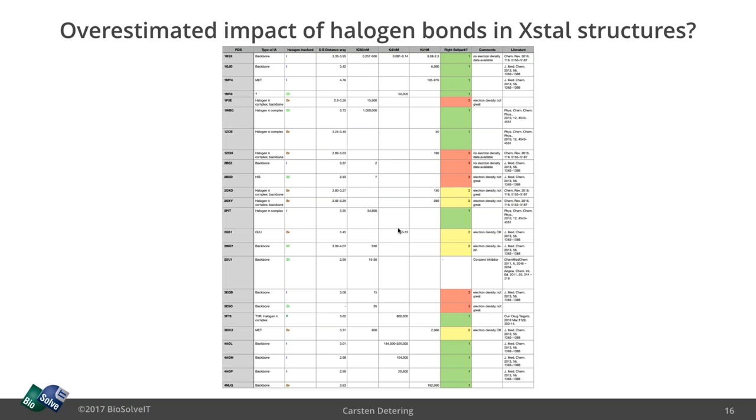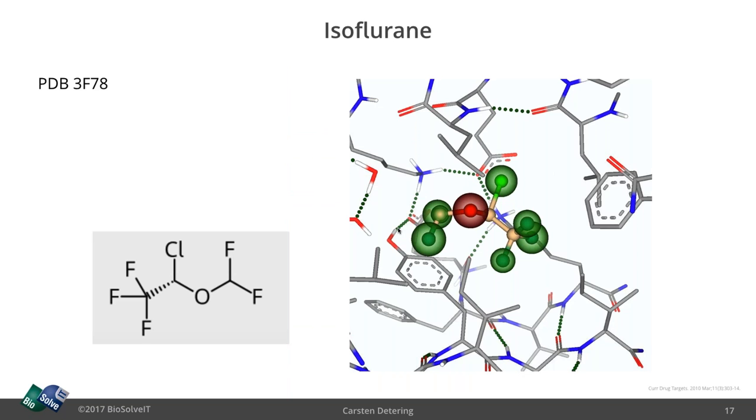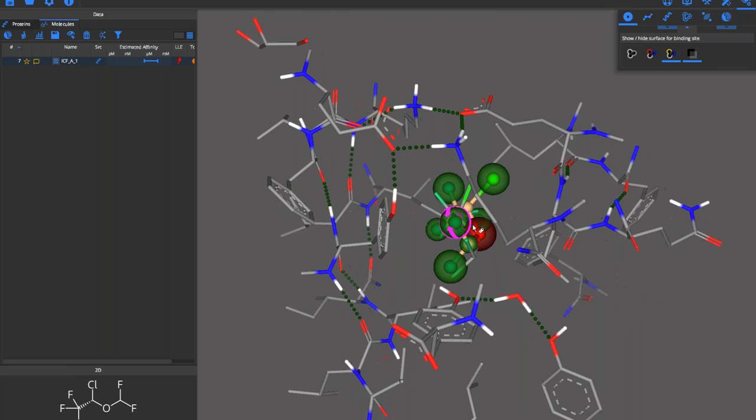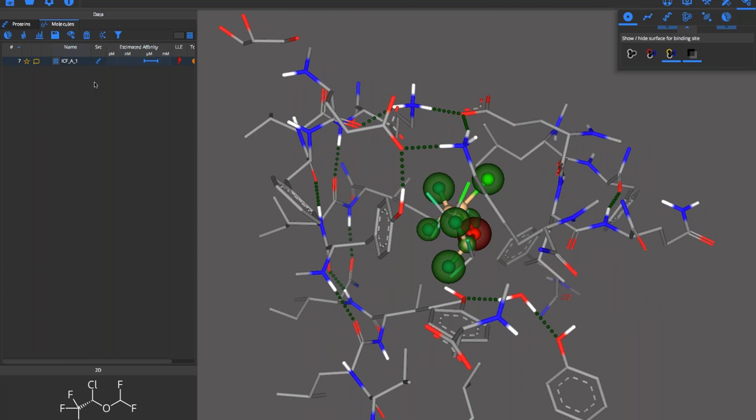Anyway, let's look at the first example here, isoflurane. As you might remember from the introduction, fluorine typically doesn't form a halogen bond. In this case, we have isoflurane, which is an anesthetic, and there are a lot of electron drawing groups on this molecule. But let's look at this in SeeSAR. We have SeeSAR here, and what you can see is the molecule in the pocket. To the left-hand side, we have a table where you see the molecule name, and you also see the estimated affinity.